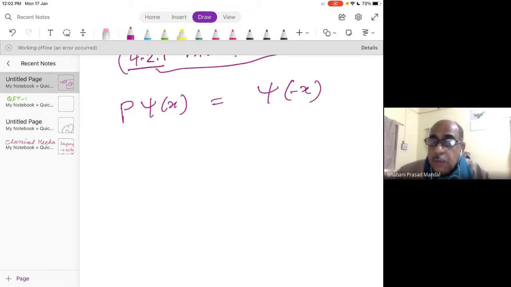Other people, if you have a class, you can leave. The formal class is over, but Somendu's question I'm answering. If they want to leave, they can leave. Otherwise, they can stay also.